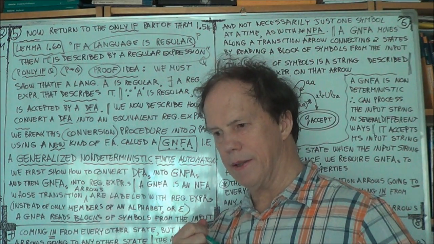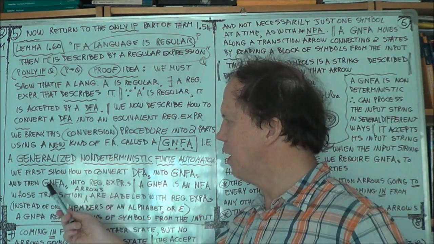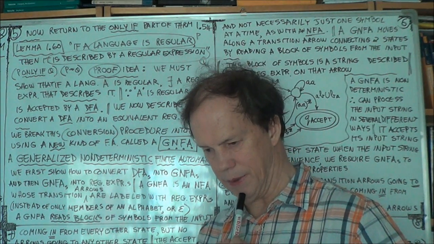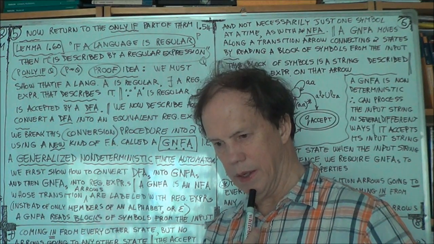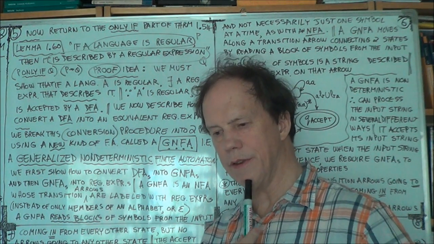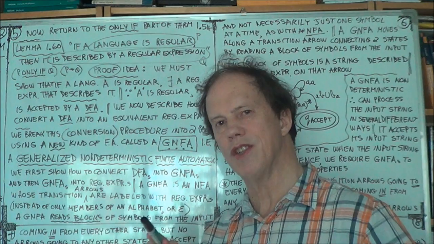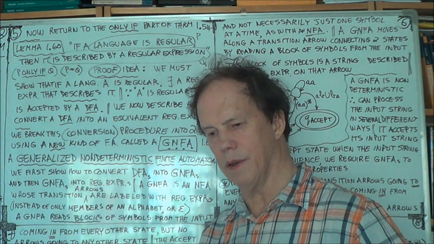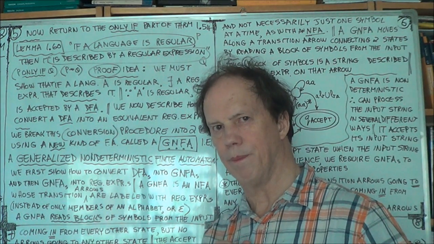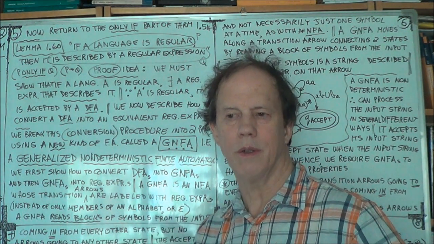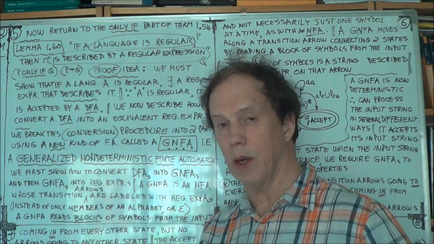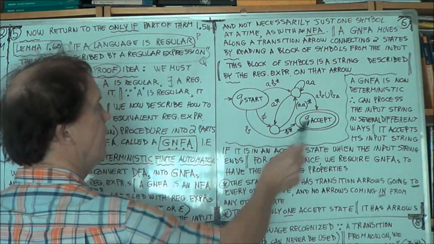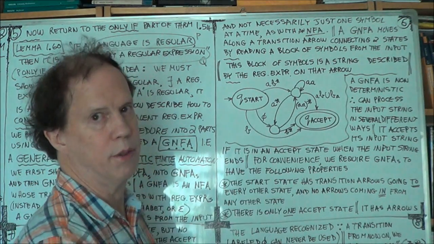Well, the essential difference between a GNFA and an NFA is that, as I was saying in an earlier session, with a GNFA, along the transition arrows, you can have more than just an input symbol. You can have an input symbol, but you can also have regular expressions. So here's an example. Here is a GNFA, an example of one.